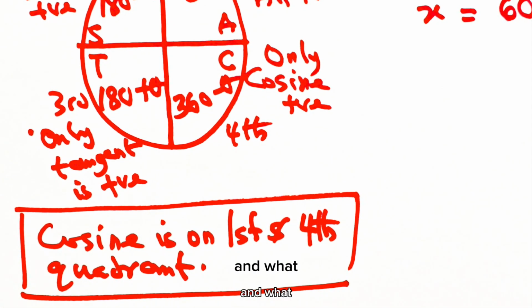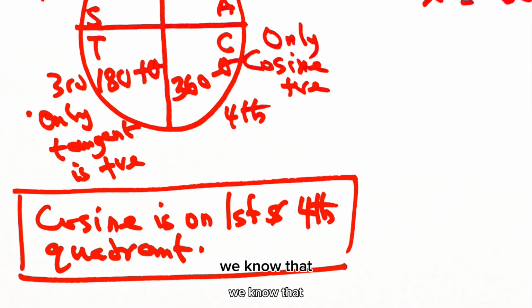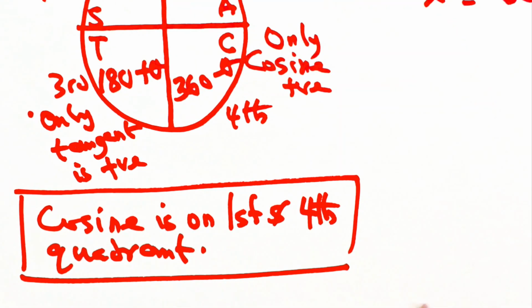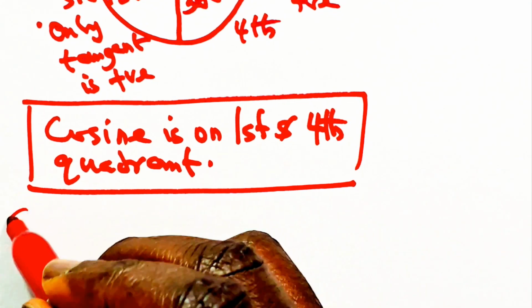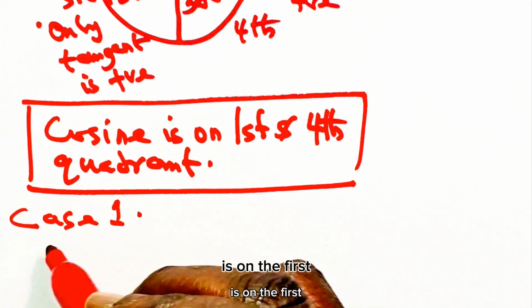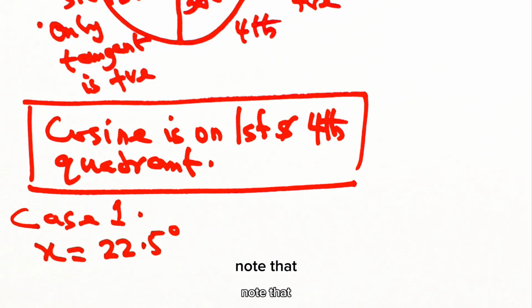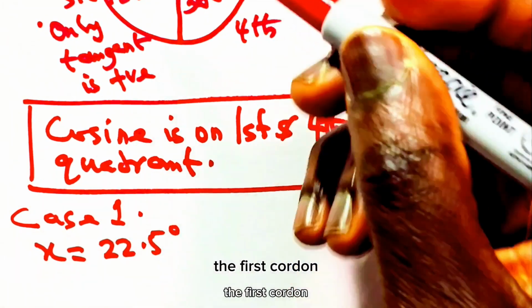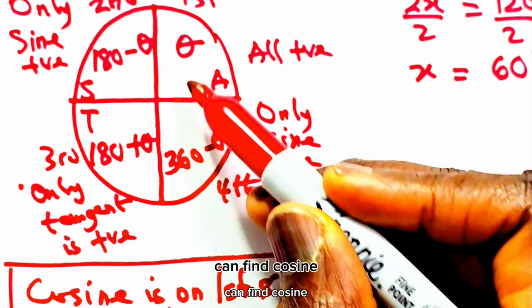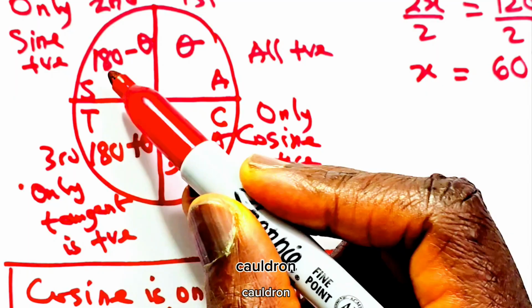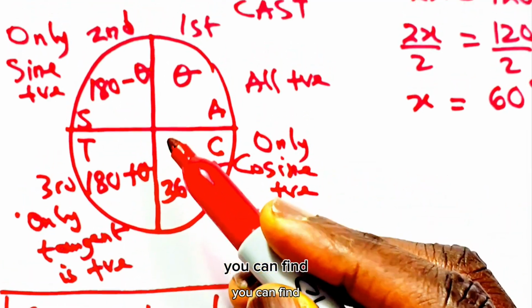The first and the fourth quadrant, that is where you can find cosine. We are dealing with a cosine question. That means that in our case 1, we already have that x equals 22.5 degrees. And in case 1, cos can only be in the first quadrant or the fourth quadrant, but the fourth quadrant is not included.